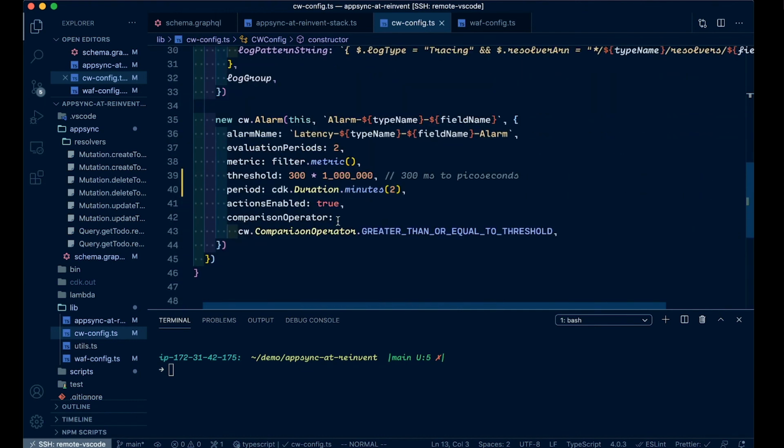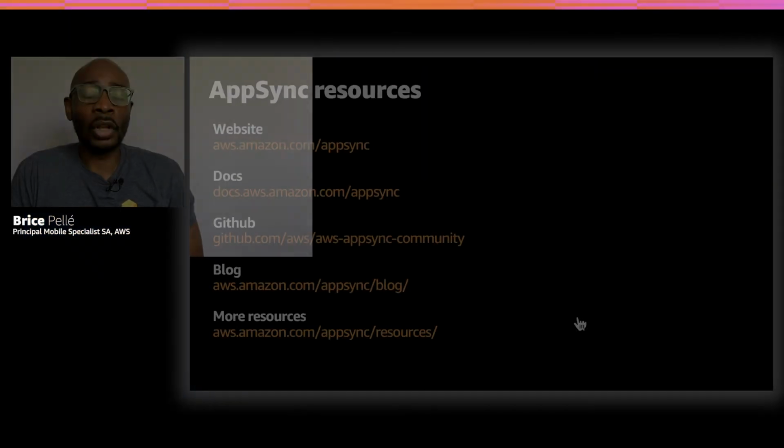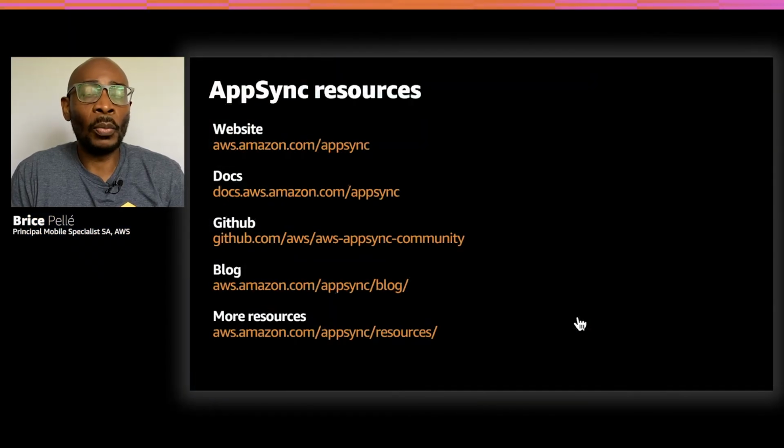Okay, so now that we've had those set up, we have the metrics, and in addition to that, we can actually set up alarms on those metrics so that if the latency for any of these resolvers goes above 300 milliseconds, the alarm will get triggered, and then we can take action based off of that. Awesome. So there you have it. We've covered a couple of things, and we looked at the different capabilities that can allow you to take your AppSync API and get it ready for production.